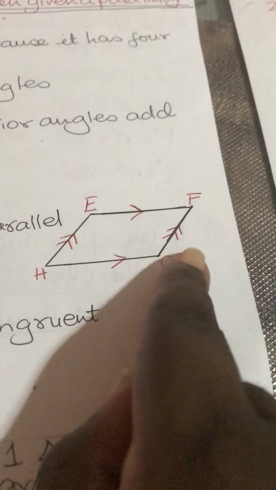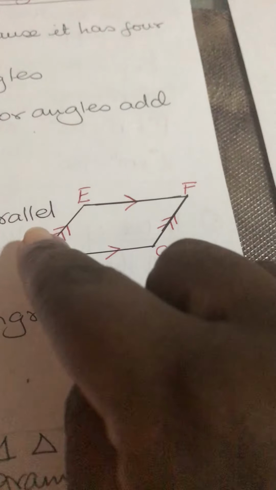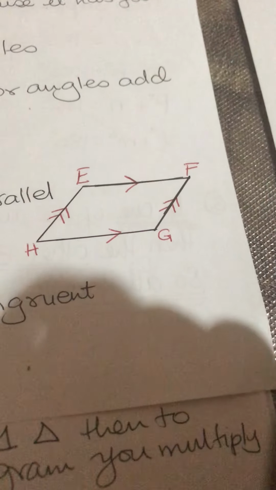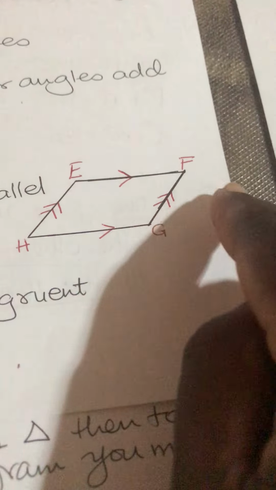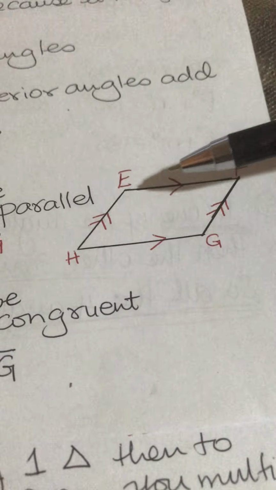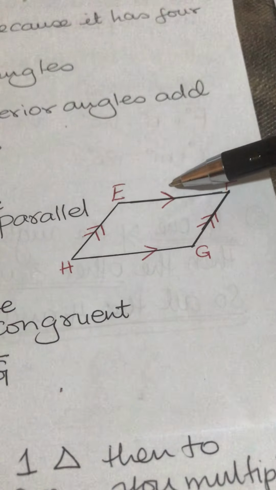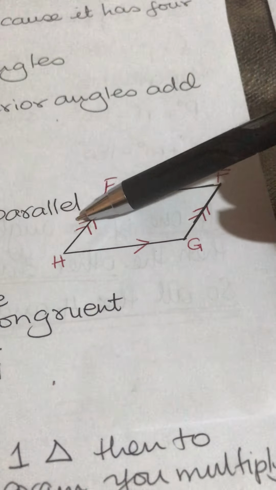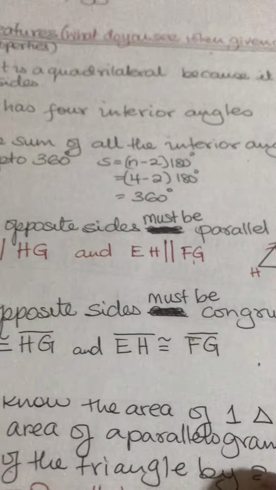EF is parallel to HG. HE is parallel to GF. I didn't say all of them are parallel. I said opposite sides are parallel. Opposite, okay? That's why I didn't use 2 arrows here. These 2 are the ones that are parallel and these 2 are the ones that are parallel, okay?